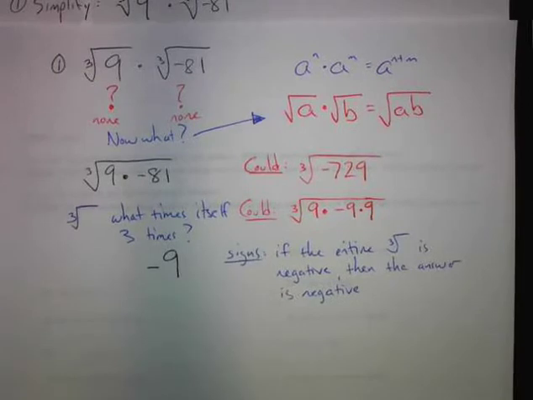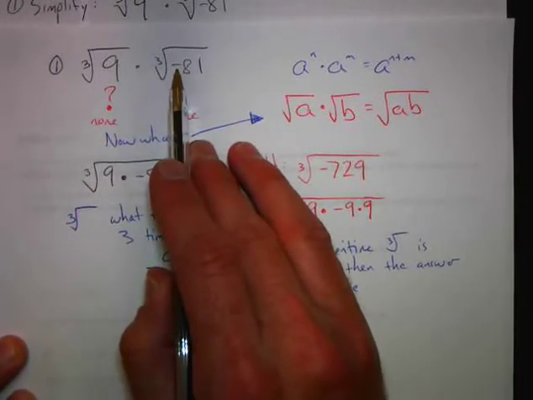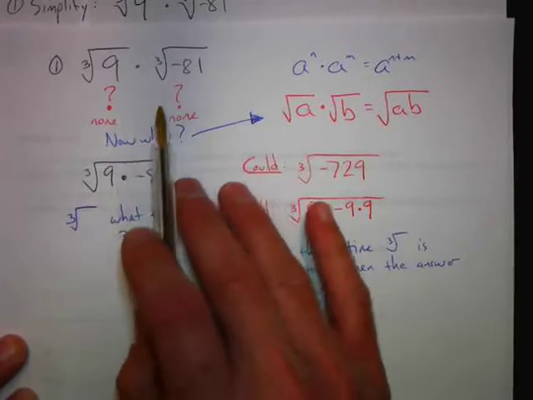So we look back at what we've just done. We have the cube root of 9, the cube root of negative 81. We can't work with them separately.